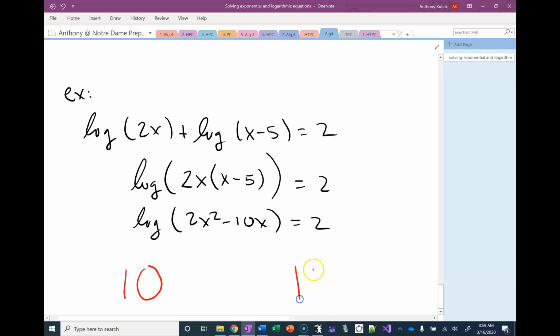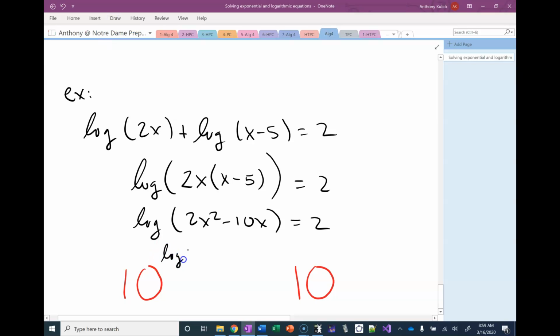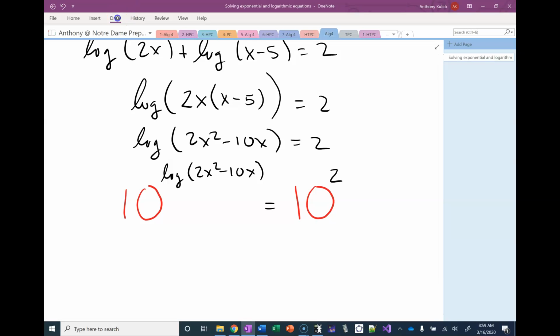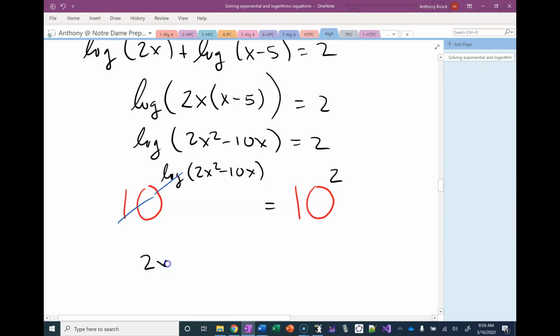So I'll write my big 10 on both sides. And the exponent on the left-hand side is going to be log of 2x squared minus 10x. And on the right-hand side, it's going to be 2. So remember, exponent base 10 cancels log base 10. So I'm left with 2x squared minus 10x is equal to 10 squared, not 10 times 2. Again, have to be careful that you're using an exponent and you're not thinking about that as multiplication.